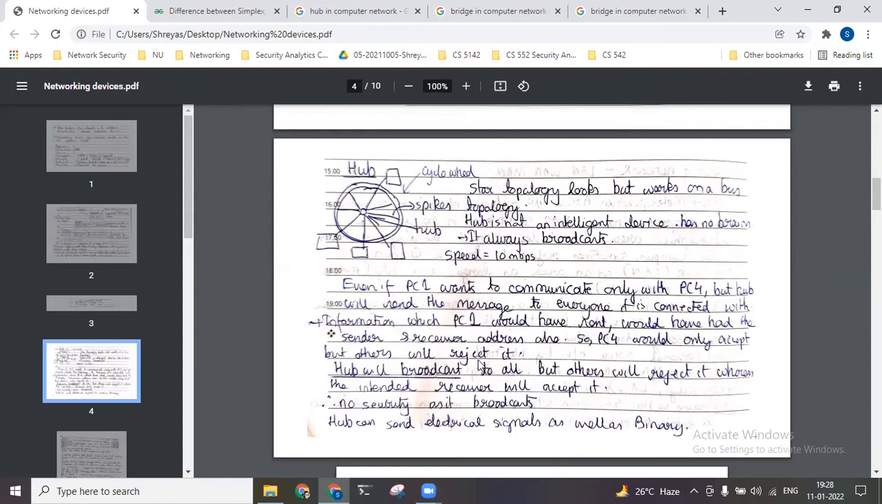So PC4 would only accept the message, but others will reject it, because PC4 will say that, okay, this message is for me, I am Rahul. You are going and shouting in a class, who is Rahul? Rahul will respond, okay, this is me, tell me what you want to say, and then in front of everyone the message will be said.